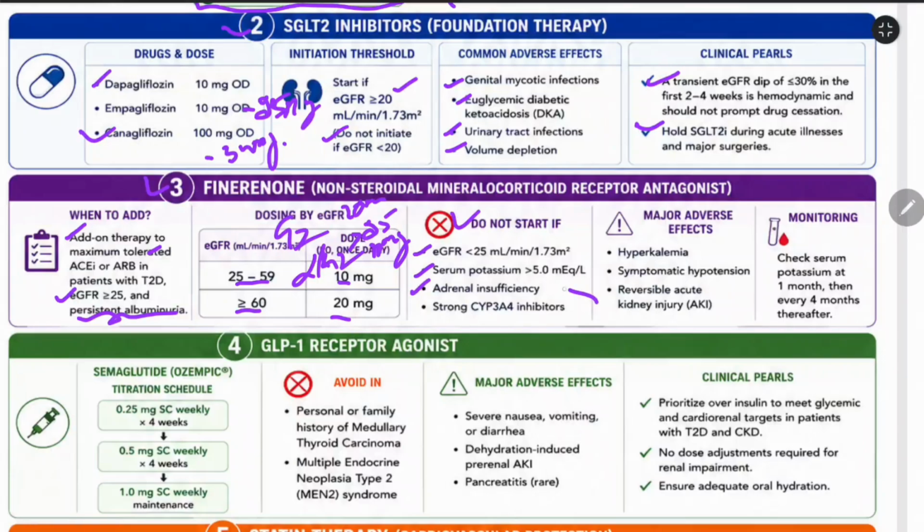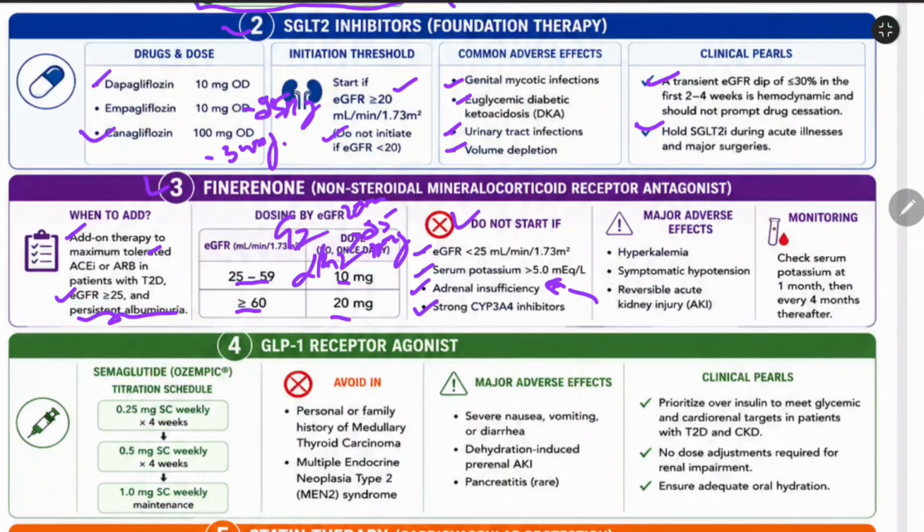The commonest adrenal insufficiency is in patients who are on steroid misuse, for some arthritis or asthma, or some allergy related conditions. They take steroids, and they develop secondary adrenal insufficiency. So in those cases also you should not start finerenone.